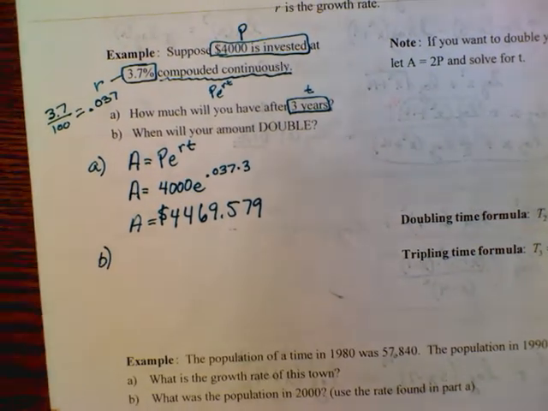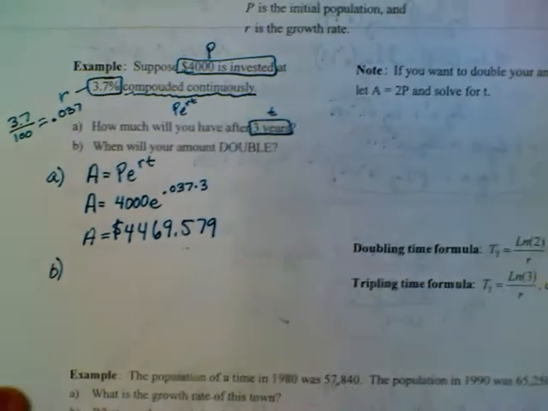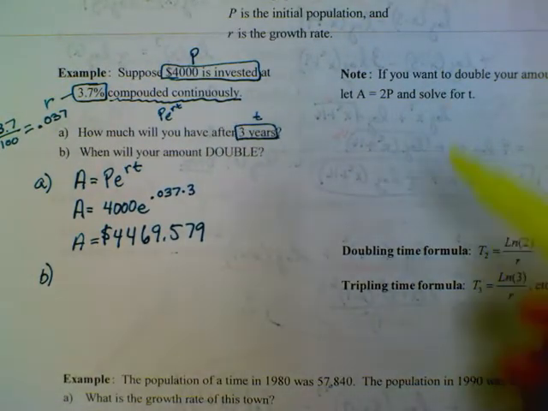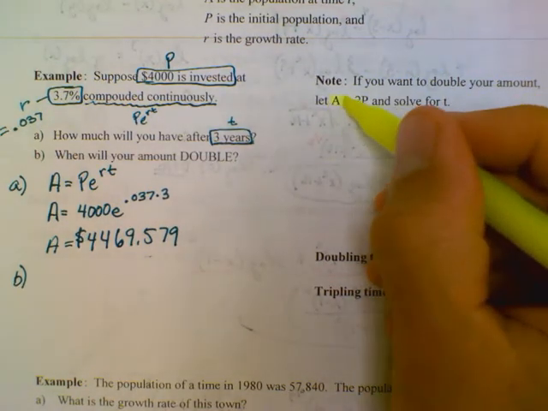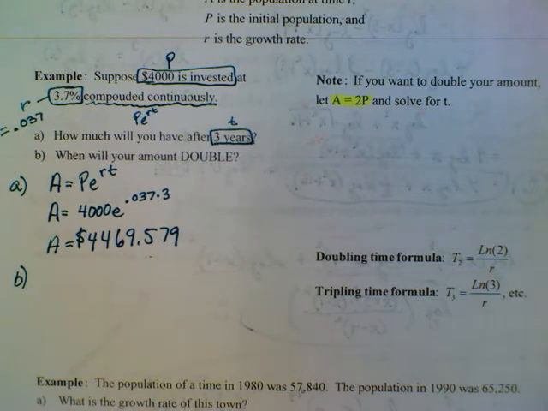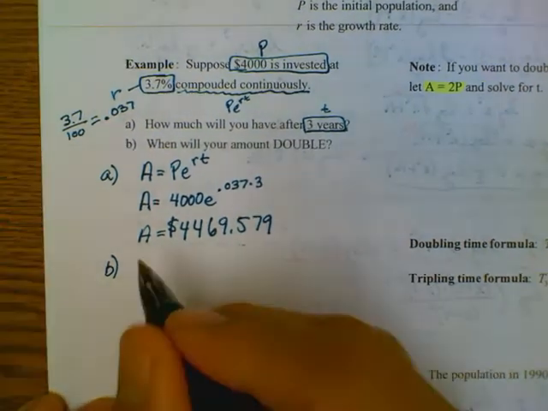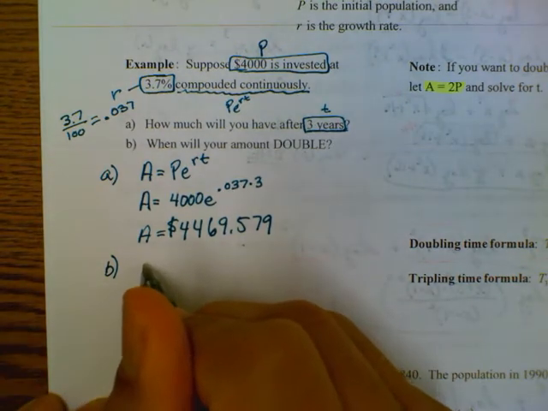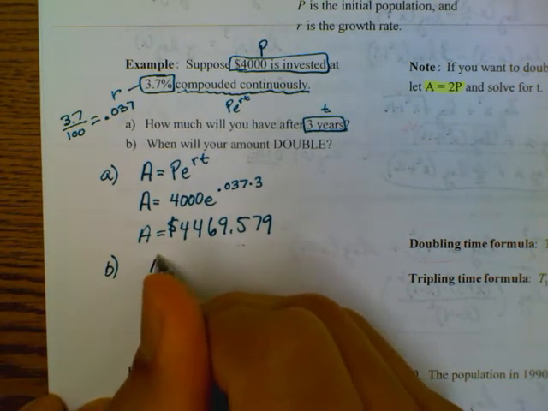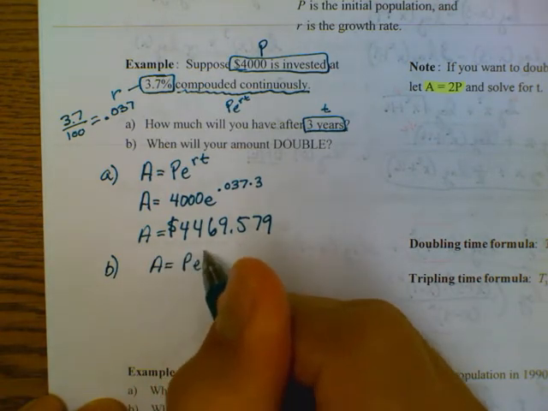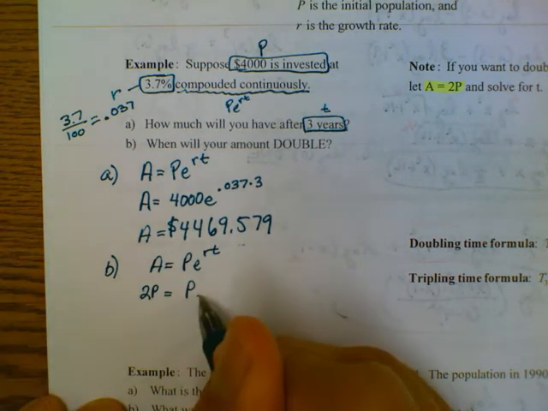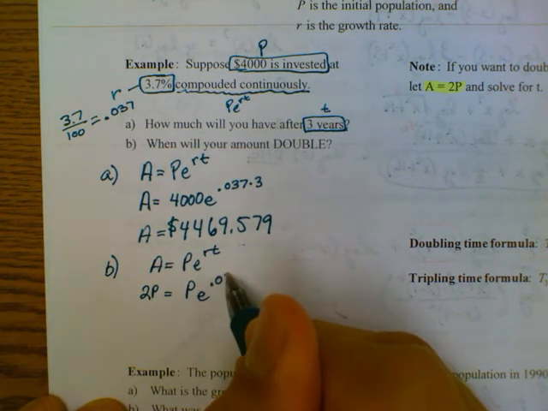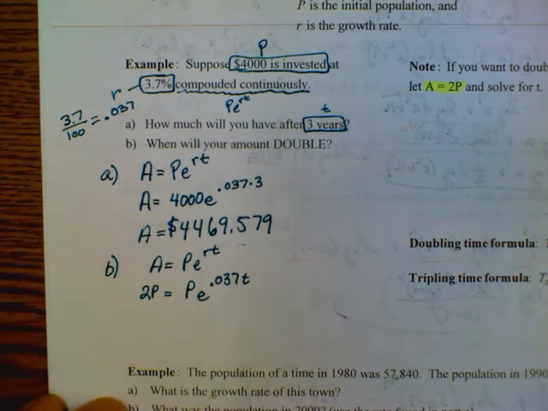Part B, when will your amount double? Well, I gave you a nice little hint over here if you're trying to do this on your own. If you want to double your amount, let A equal 2 times the principal, and then solve for t. If A equals 2 times the principal, then A equals PERT becomes 2P equals P e to the 0.037t.